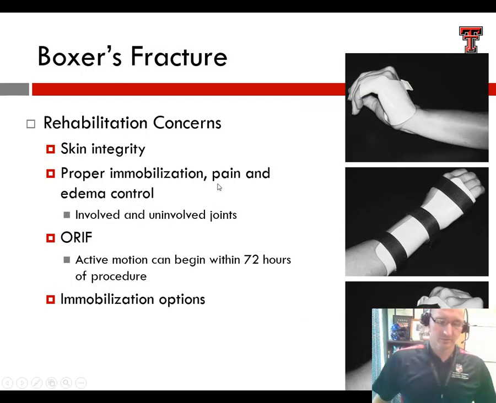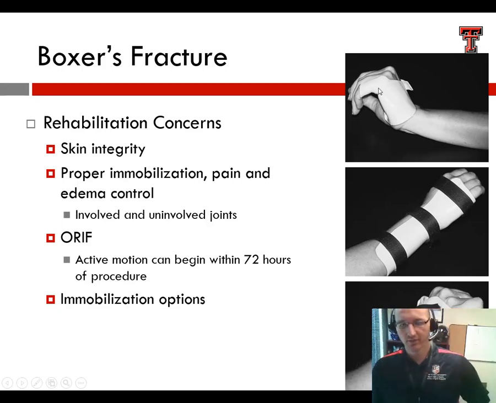With our rehab concerns, the first question is skin integrity. Was it open? Was it closed? If it was closed, then we don't necessarily have to worry about it. Proper immobilization might include making a splint out of orthoplast to ensure that that fifth metacarpal is appropriately immobilized. If they've had an open reduction internal fixation, they can start active motion at the fingers within a couple of days after the procedure. There are some options that we can use.